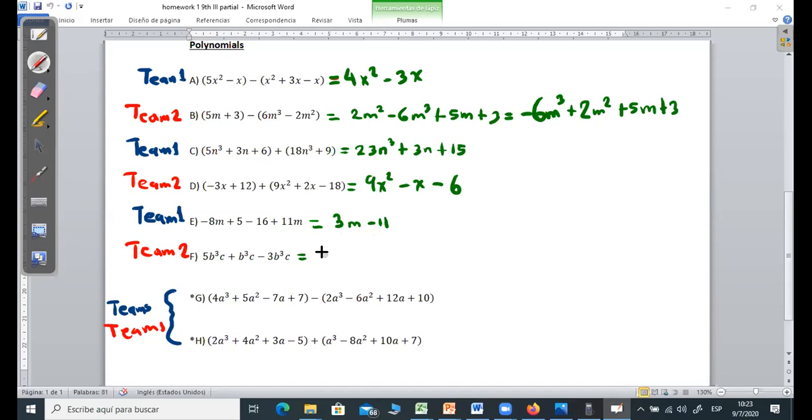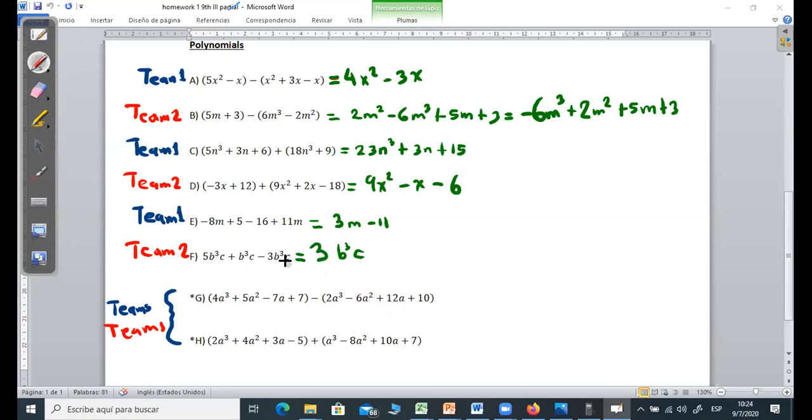It's an easy exercise. Hey, team two, you told me you were ready. 8bc to the third power. Okay, you're saying 8b to the third power c? Yes, like that. So 8b to the third power c. Do you agree with that answer? What do you think, team one? Is it 2? It's okay or not? Instead of 8, you're saying that it is 2. I think it's 3.